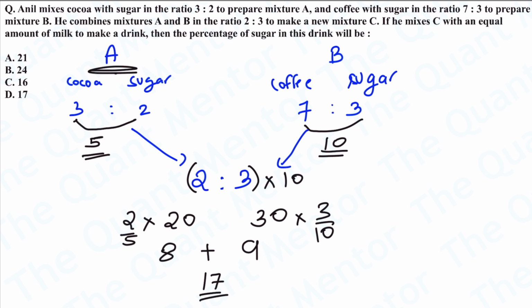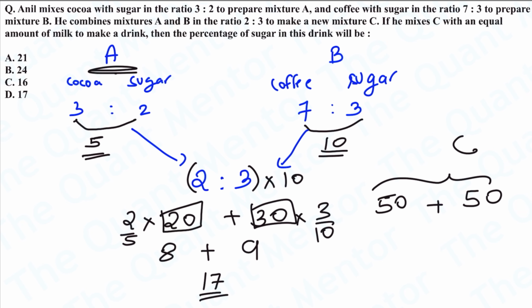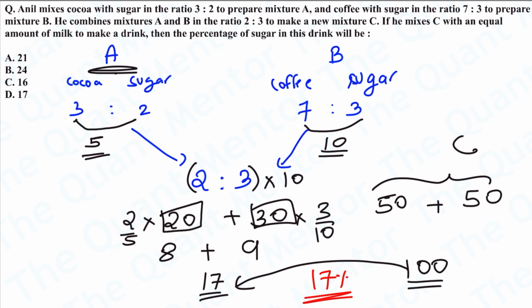But now the mixture of A and B has a content of 20 grams plus 30 grams, that is 50 grams. To this, we are adding an equal amount of milk to create the mixture. So the final mixture would be worth 50 plus 50, that is 100 grams. Out of 100 grams, if 17 grams is sugar, that means the percentage of sugar is 17. Yet again, we get 17%. The D option is the answer.